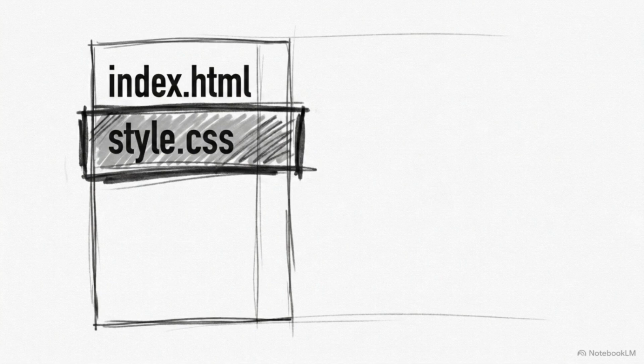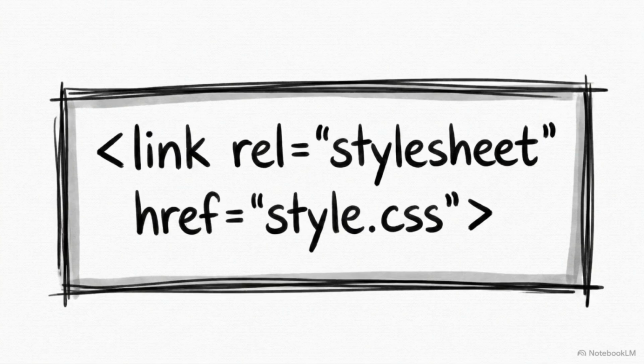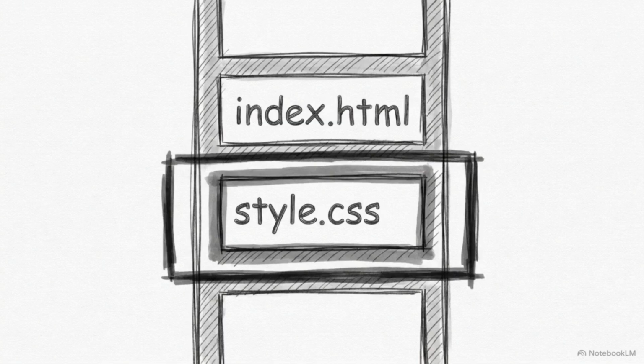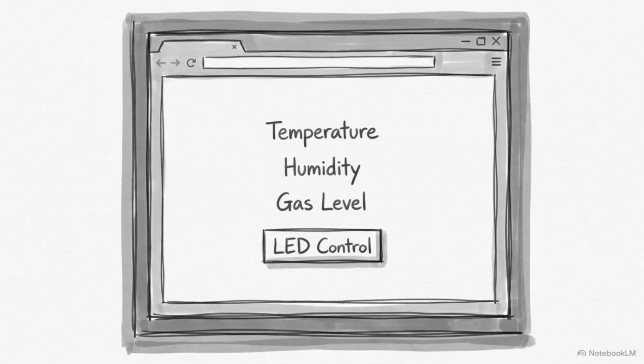Create a second file in your folder and name it style.css. Before adding any design rules, you must link this new style sheet within the head tag of your HTML document. This tells the browser exactly where to find your styling instructions. Start by applying foundational design rules to the entire document body. Set a dark background color and adjust the text alignment so everything sits cleanly in the center of the screen.